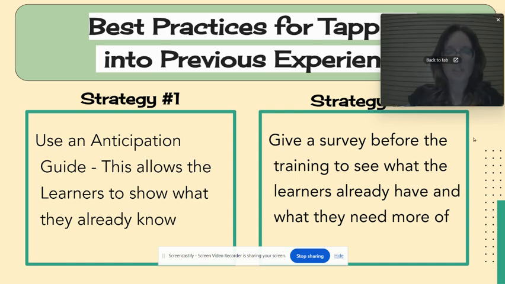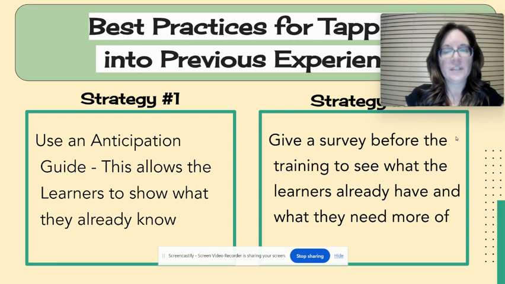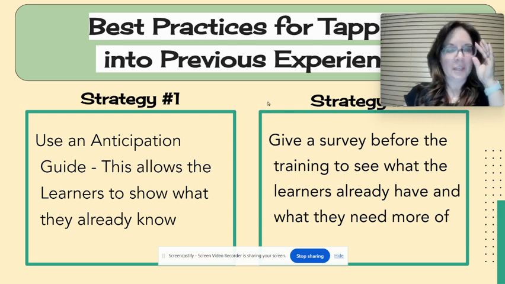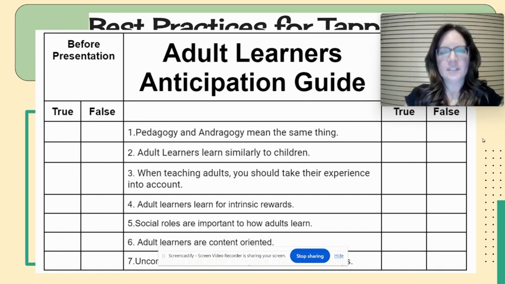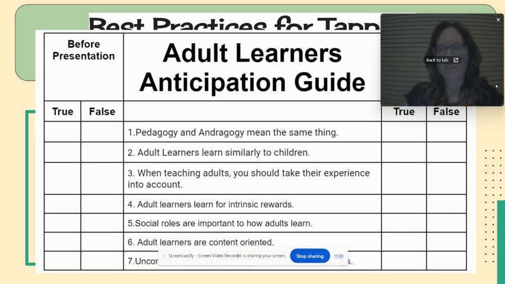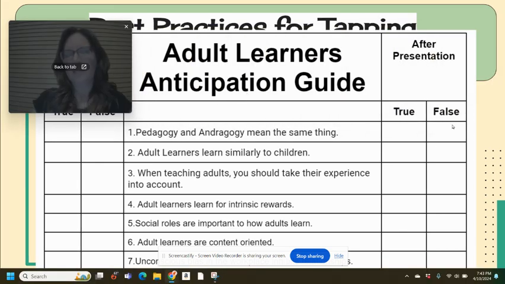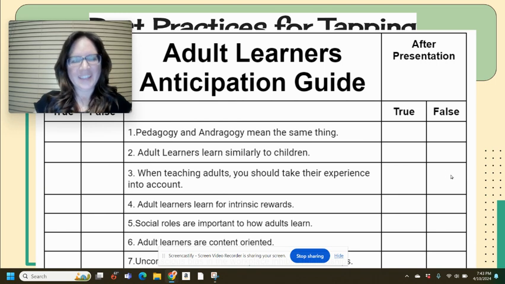Some good strategies for tapping into adult learners' previous experience would be to use an anticipation guide. I'll show you what this looks like. It's a set of statements, and before a presentation, you would give this to your learners, and they would check off whether they believe these statements are true or false. And then after the presentation, they would come over here, and they would check off whether these statements are true or false again, and compare and contrast of whether or not they were correct in their beliefs. And then notice what they've learned throughout the presentation.